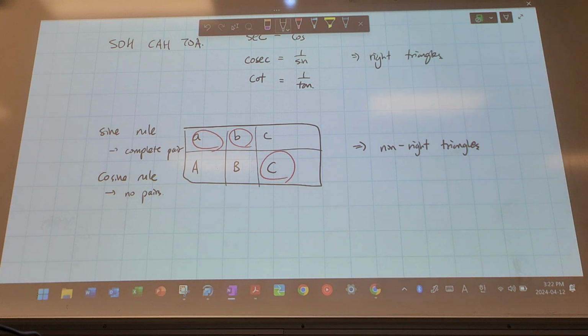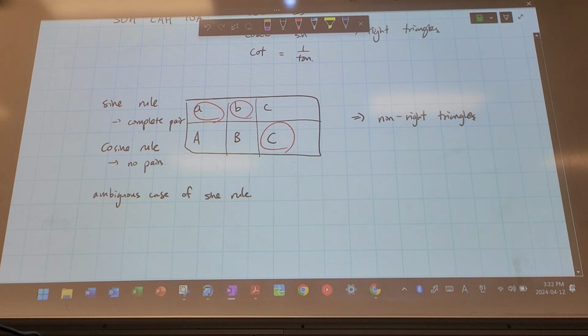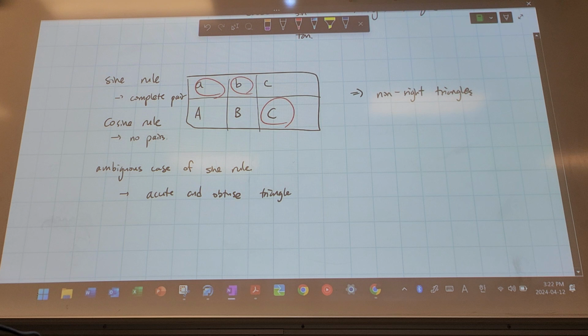We also have to talk about the ambiguous case of the sine rule. Basically, the ambiguous case happens because we don't have a diagram, and because a triangle can have two possibilities of being an acute triangle or an obtuse triangle, right? So let's say we have a question that uses the sine rule, and we get the angle C as, let's say, 20 degrees, for example.